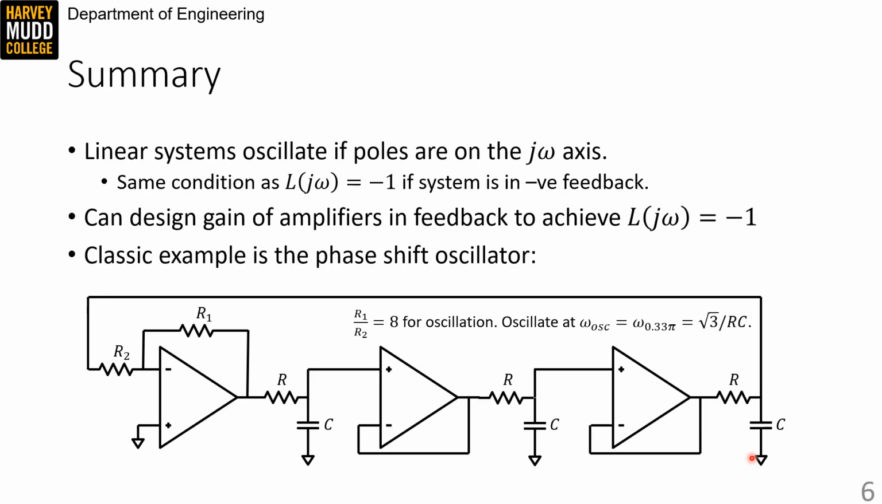So in summary, linear systems will oscillate if the poles are on the j omega axis, and that's the same condition as L of j omega being equal to -1 if the system is in negative feedback. We can design the gain of amplifiers in feedback to achieve L of j omega equal to -1. And the classic example is the phase shift oscillator, which is pictured here along with the desired gain, 8, and the oscillation frequency, root 3 over RC.